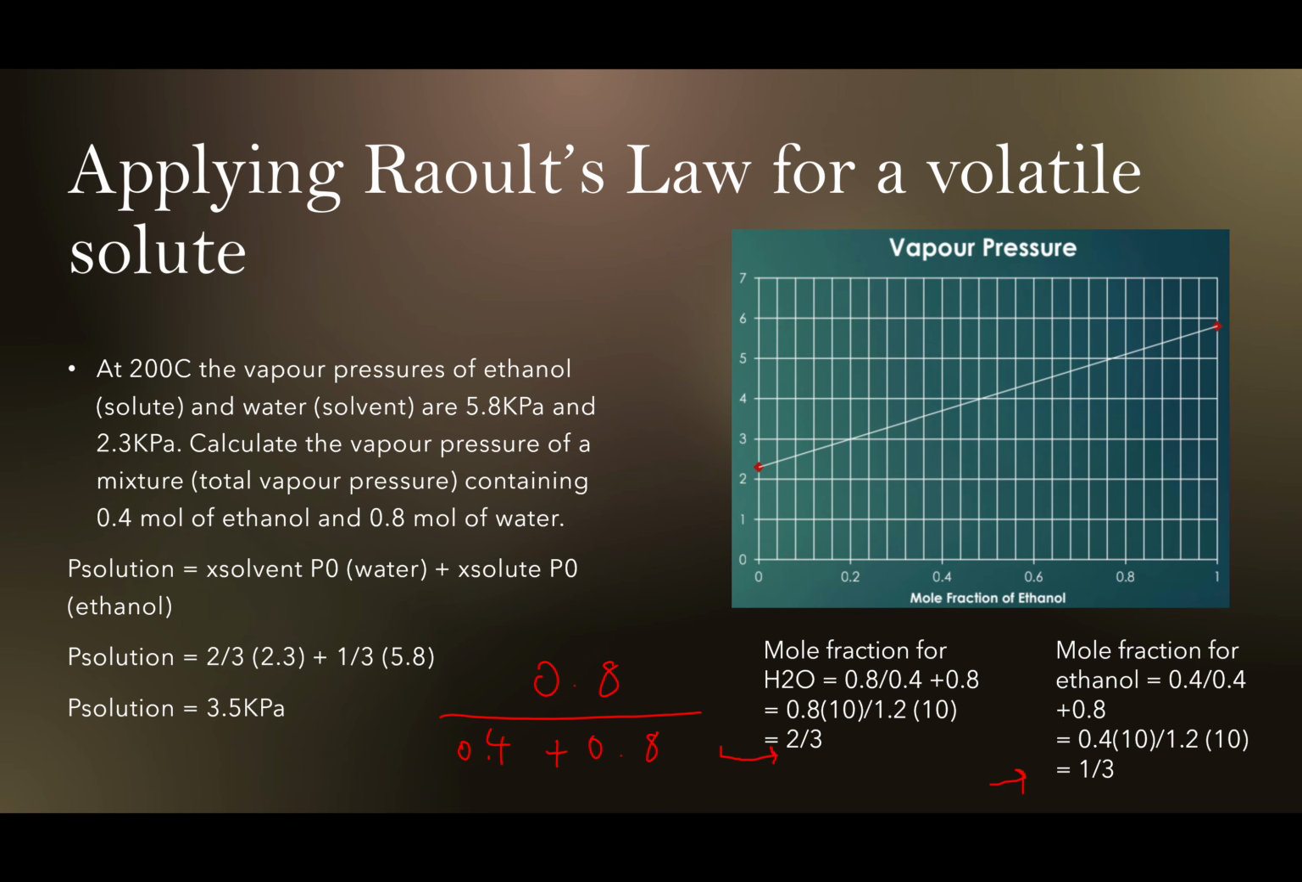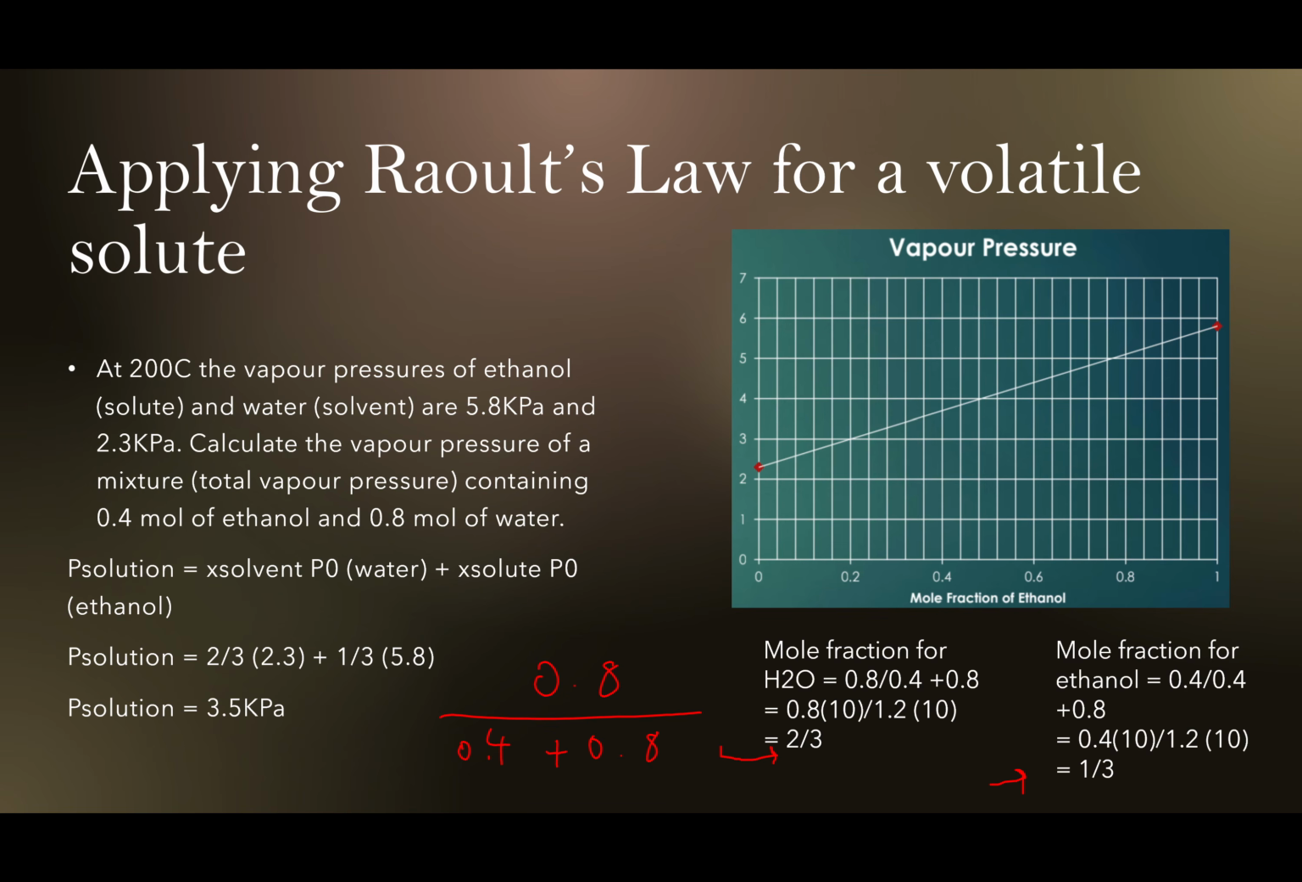So if we do that now and look at the graph and times by the different pressures that we see on the graph, we should be able to get this. The pressure is actually provided in the question. So the solvent is at 2.3 kilopascals, so we times that by 2.3, and the solute is 5.8 kilopascals, so we times that by 5.8, and we're going to get everything over here. The total pressure is going to be 3.5 kilopascals. So that's how you really do the questions.